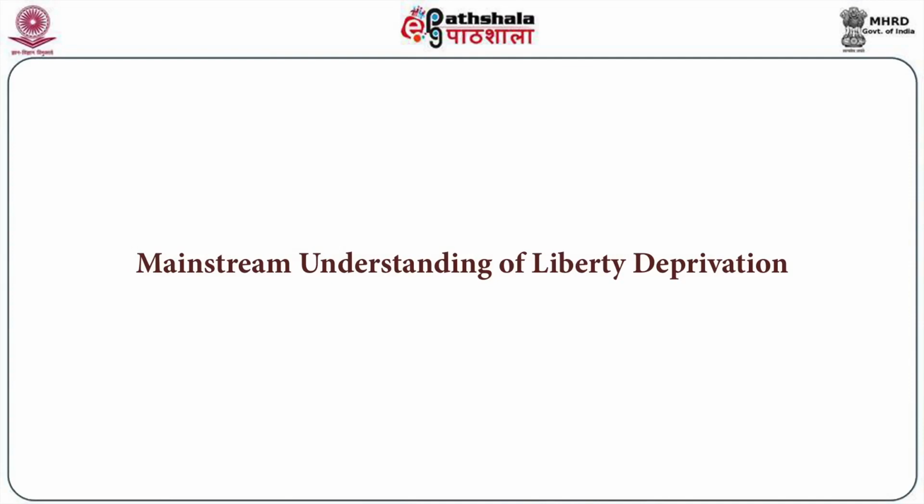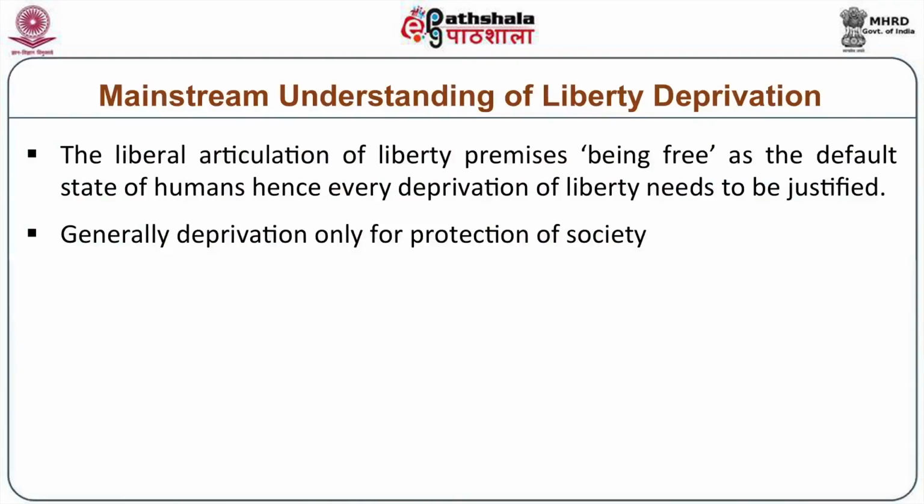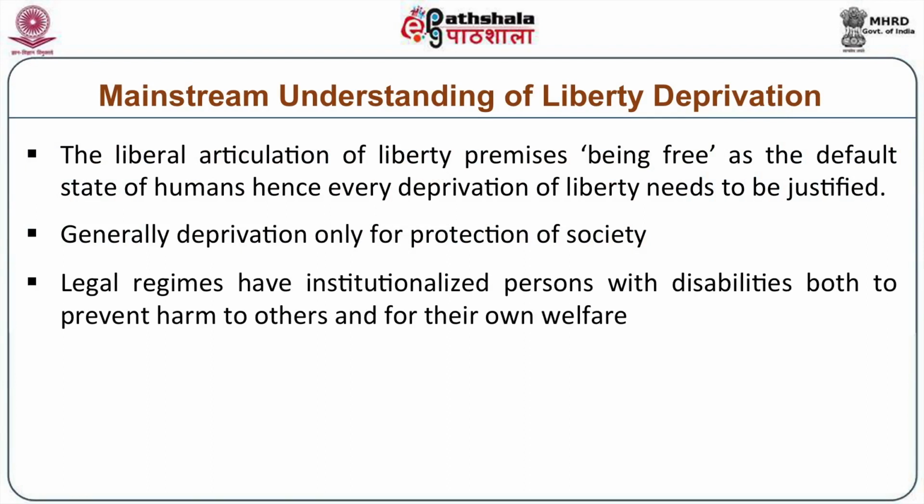We begin with the mainstream understanding of the deprivation of liberty before we move on to the disability perspective on liberty. The liberal articulation of liberty premises being free as the default state of humans. In other words, the deprivation of liberty needs to be justified. So in the liberal understanding, the default state for every individual is free. So if you're going to remove that freedom, then that removal has to be justified. Generally, deprivations of liberty can only be done in order to protect society at large. Legal regimes have been institutionalized with respect to persons with disabilities, both to prevent harm to others, so this mainstream idea of deprivation of liberty, but there's an added element, which is for their own welfare.